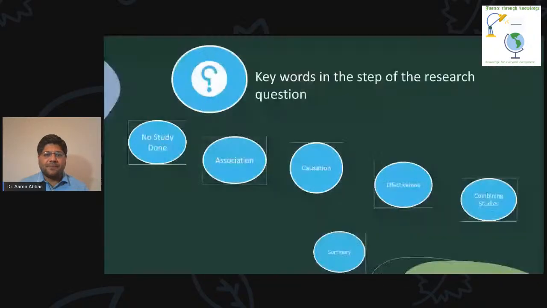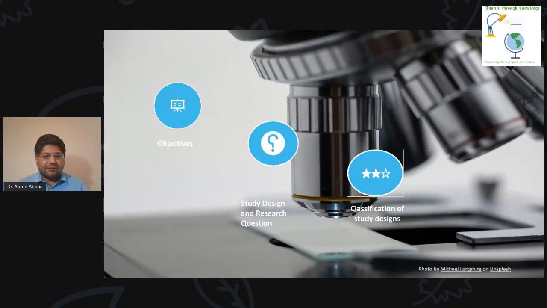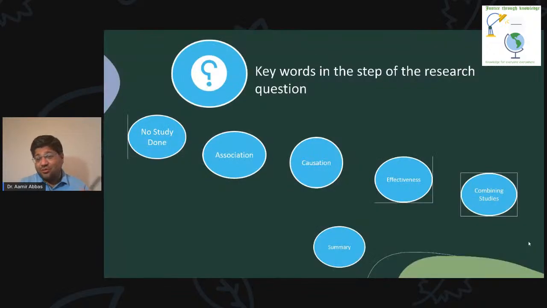Let's talk about, so what we said, that research question has some ingredients that have study design implications. Therefore, what key terms within the stem of the research question guide the study design? And I'm anticipating that this may be a very short session, but I just want to make sure that you get these points. So these are the key terms which you need to identify in the stem of the research question that will have some study design implication. So the situation can be if there is no study, and if there is, the term is association, causation, effectiveness, or if you want to combine different studies.